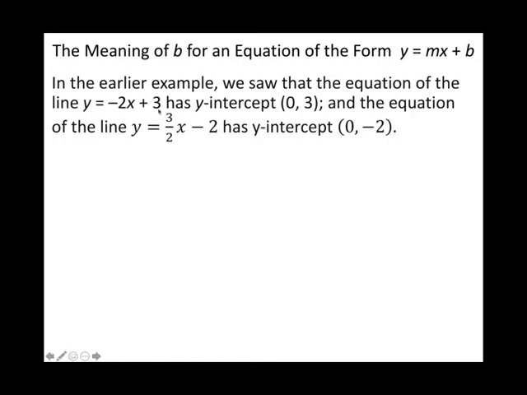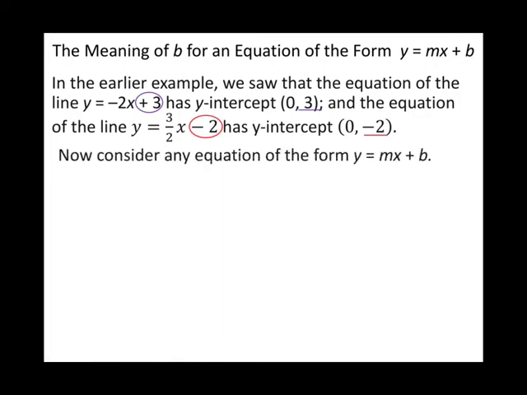So like here, when I have y equal to negative 2x plus 3, I have a plus 3 here, and then my y-intercept will be equal to 0, 3. Okay, another one, y equal to 3 over 2x minus 2. So I have a negative 2 here. My y-intercept, that will be 0, comma, negative 2. Did you guys see that? So you know what is the b here?